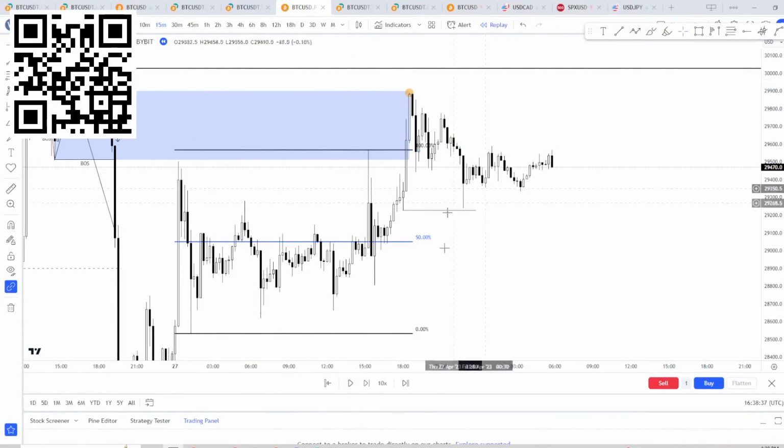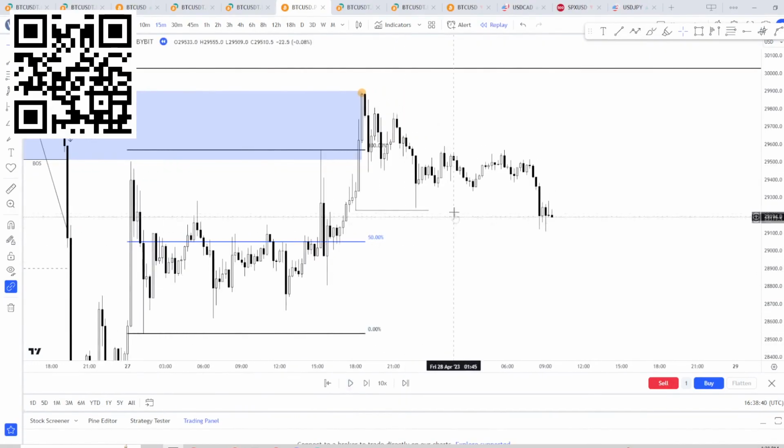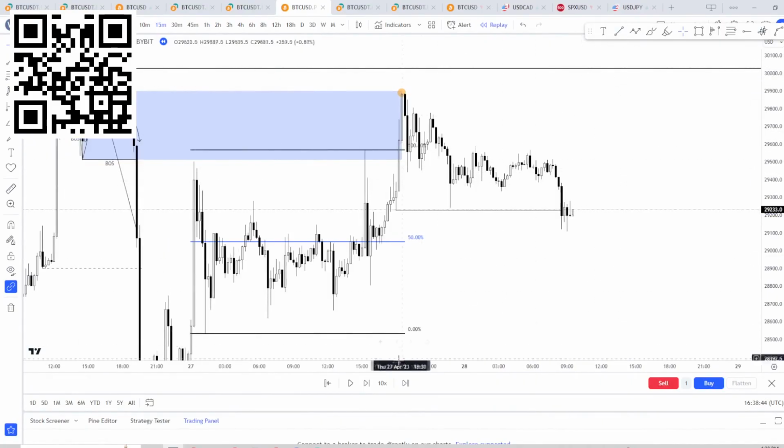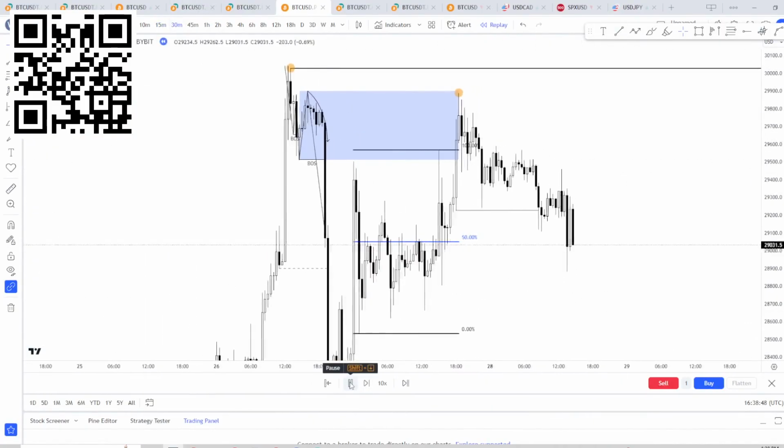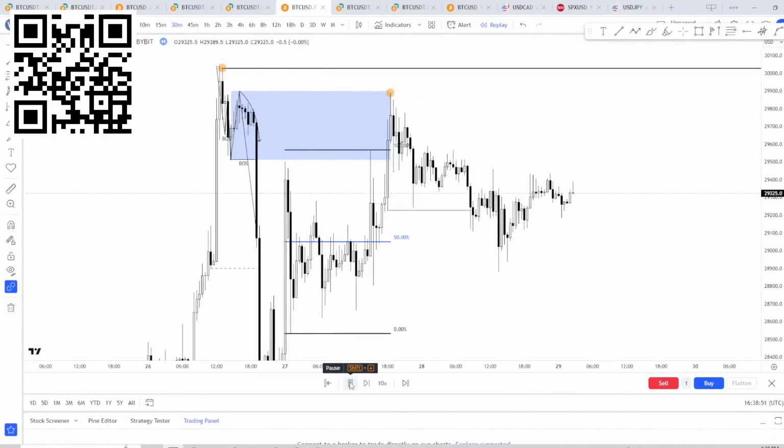We'll have to see. We don't know what's going to happen yet. Okay, so it actually wicked into here and it closed below. So as of now, we could make that higher high, right? Or we could just come down. We'll see how this plays out.